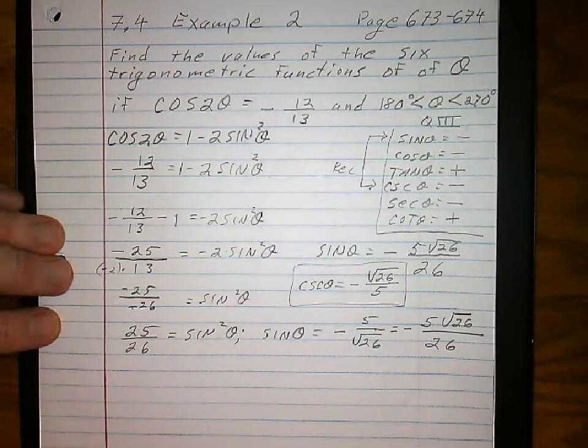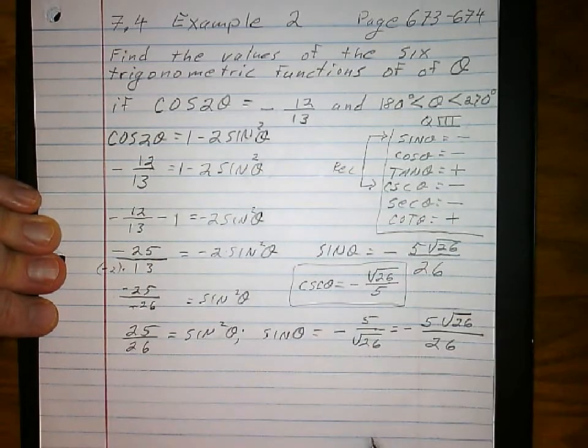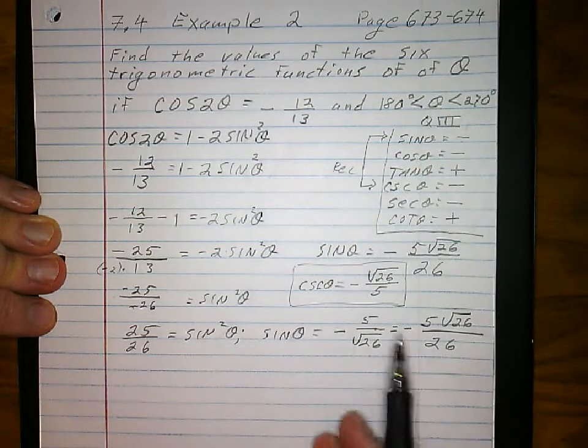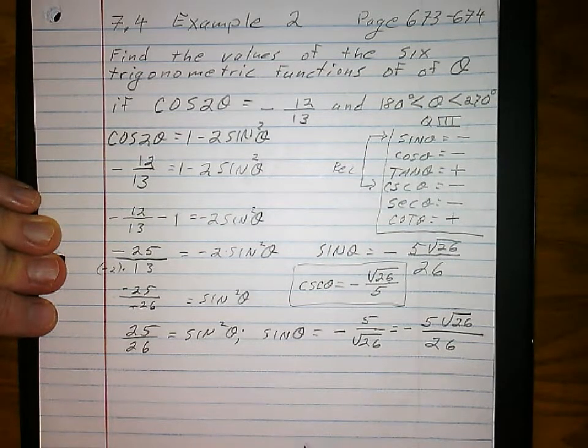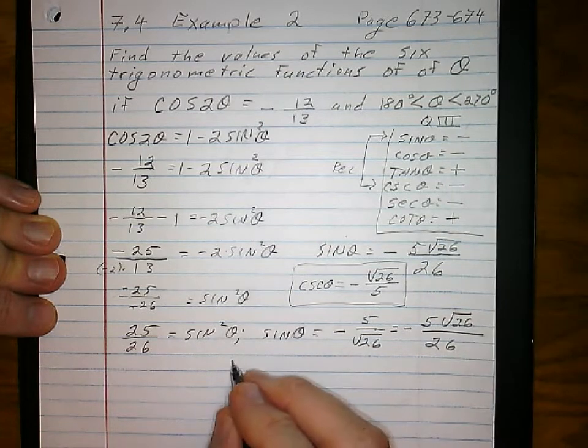The next step, at this point, you could keep doing trig ratios, but you know what? It's time to draw a triangle. We have to get 6 different answers. We've got 2. We need 4 more. You know what's really easy? We're going to draw a triangle in quadrant 3.